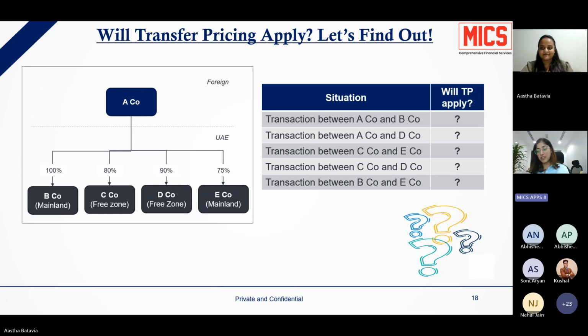What do I have to do with transfer pricing? Everything is taxed at 0%, right? But for claiming that 0%, you have to comply with transfer pricing because that is one of the key conditions. And therefore, again, transfer pricing will apply.